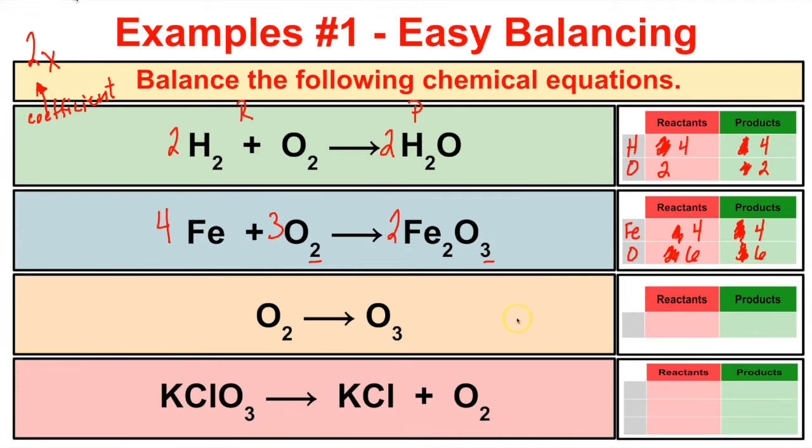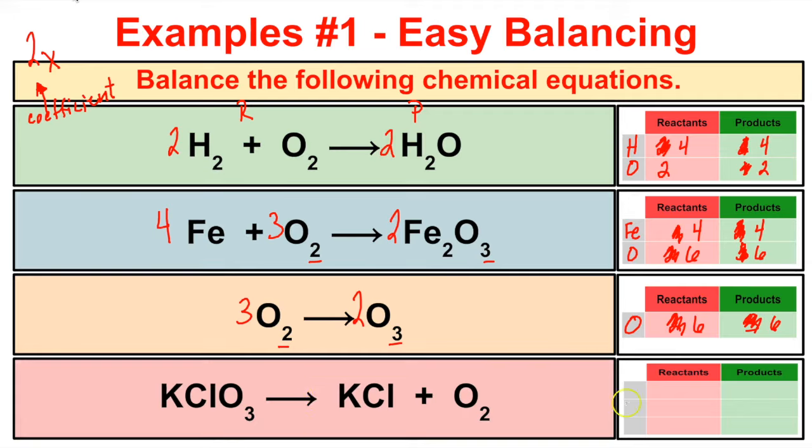Let's take a look at this example. If we take a look, there's only oxygen in here. As it sits right now, there's 2 on the reactant side and 3 on the product side. So you guessed it, what do 2 and 3 both go into? What is the lowest common multiple of 2 and 3? Well, it's going to be a 6, right? So if I put a 2 here, that's going to give me 6 oxygens. 2 times 3 is 6. And if I put a 3 here, 3 times 2 is 6. And so now our chemical equation is balanced.